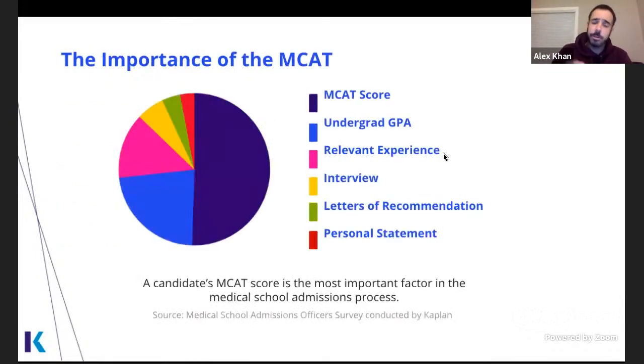So without further ado, let's just really talk about why we're here. And that's because the MCAT is just a really, really important step in our academic future, right? This little pie chart here, nicely color-coded, shows the results of a survey of medical school admission officers that Kaplan has conducted, and you see that overwhelmingly, they say that the MCAT is the most important factor. So that's why it's important that we take it very seriously.